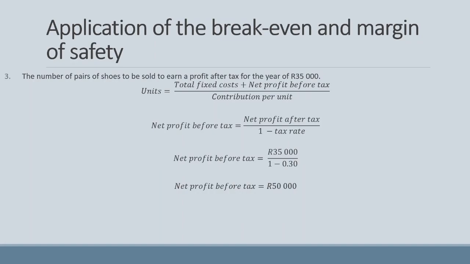Now we can apply our formula. We get 100,000 Rand multiplied by 12 months plus the 50,000 Rand all divided by the contribution of 100 Rand less 50 Rand. This gives us an answer of needing to sell 25,000 pairs of shoes in order to earn an after-tax profit of 35,000 Rand.